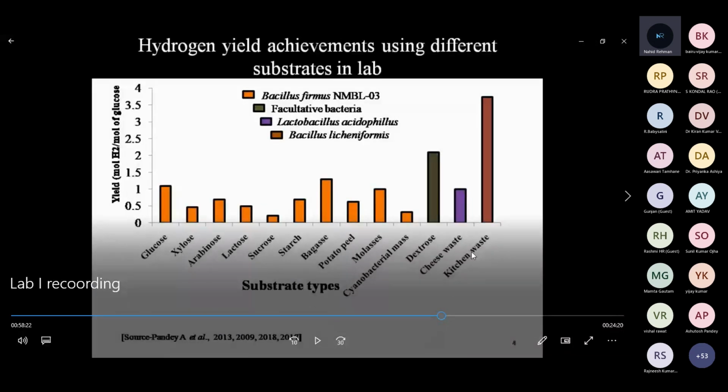This is also showing that kitchen waste, cheese waste, cyanobacterial mass, molasses, potato peel, bagasse, and starch can all be utilized by different microbes, and they give you a good amount of biohydrogen as well.